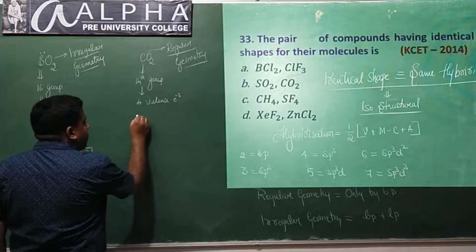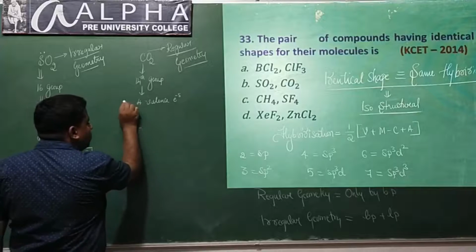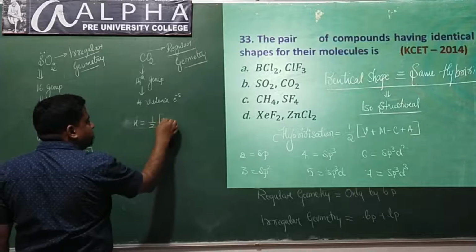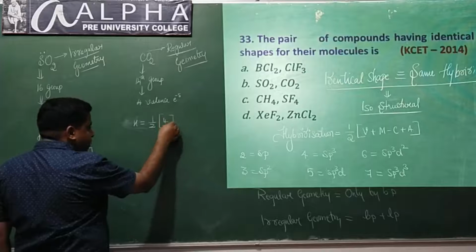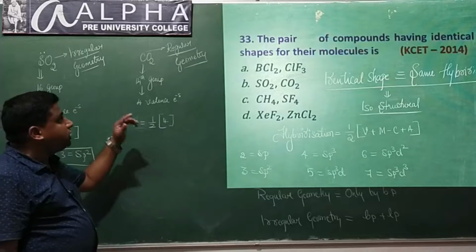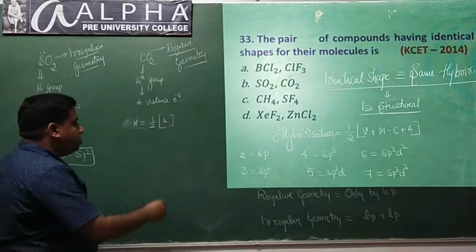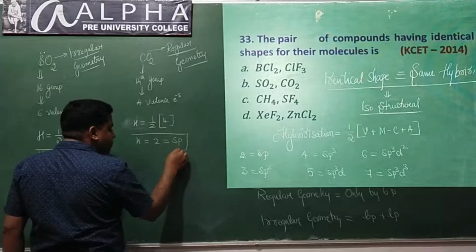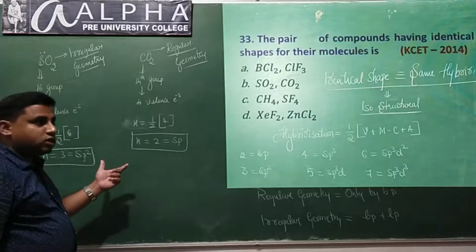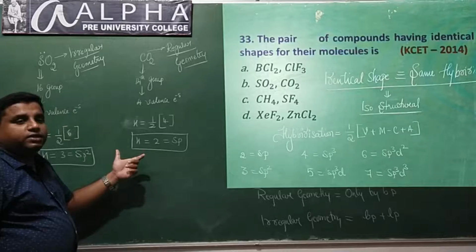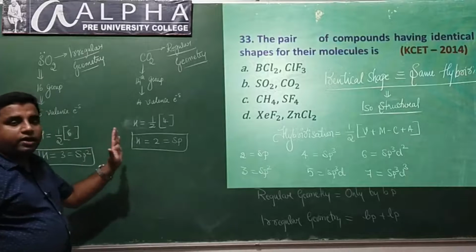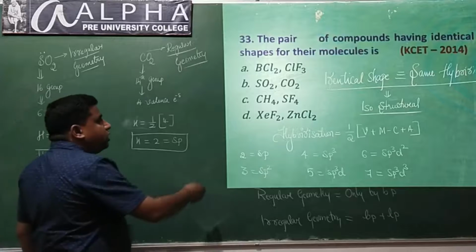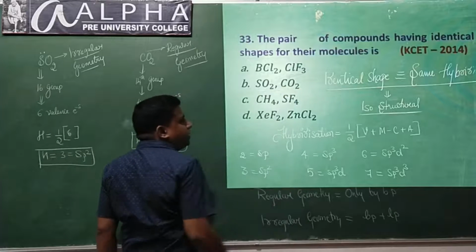Hybridization is equal to half of number of valence electrons 4. Now monovalent atoms 0, total positive charge 0, total negative charge is also 0. Half of 4 is what? 2. 2 means what type of hybridization? sp hybridization. Hence proved, students. Different hybridization means different shape. So they do not have identical shape. Understood? So therefore, even option B cannot be the answer.